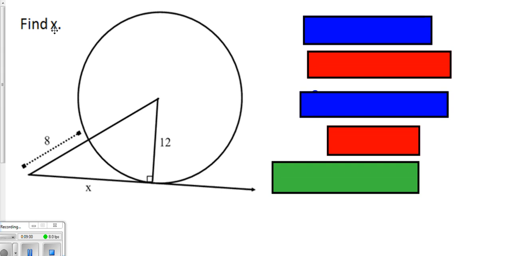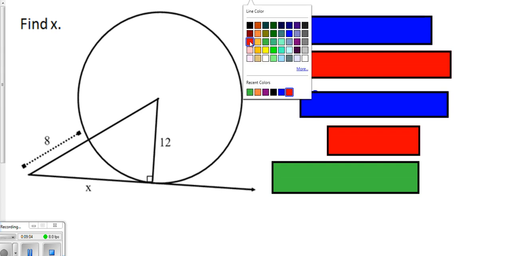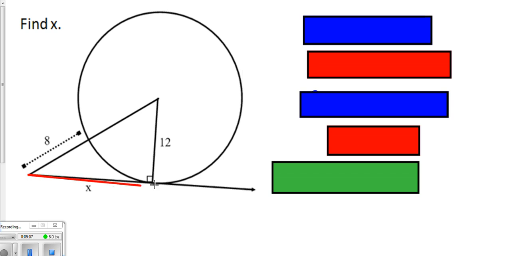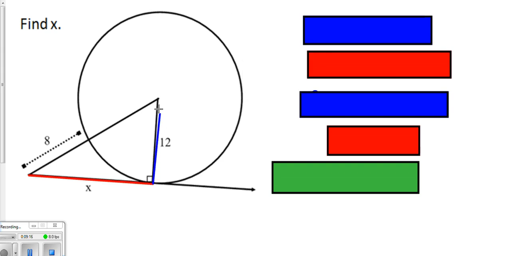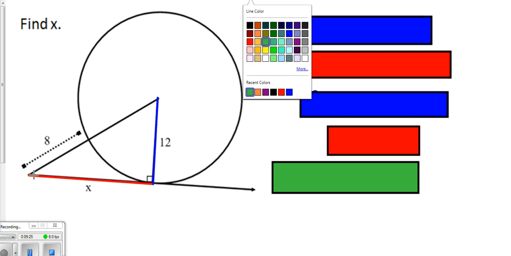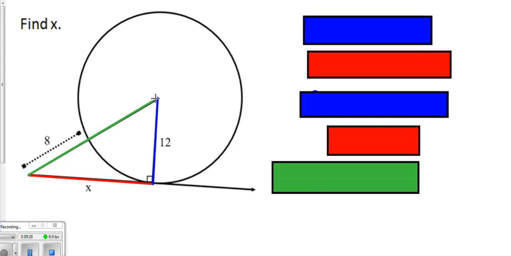Another example, we need to find x in this case. Now, again, notice how we have one point out here coming up to this spot, and this is tangent because it makes this right angle here. We've got this radius, which is 12, and it is, again, perpendicular, makes that right angle. And then we've got this line coming from the outside of the circle down into the center.